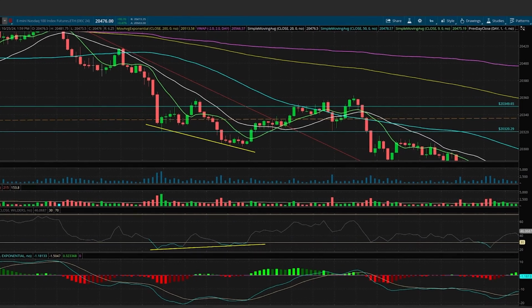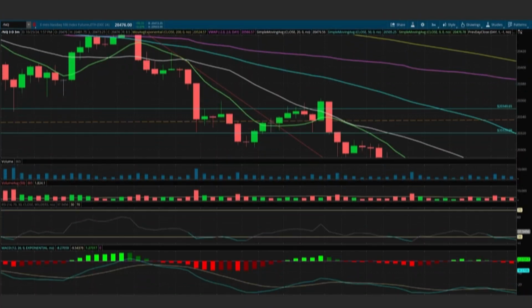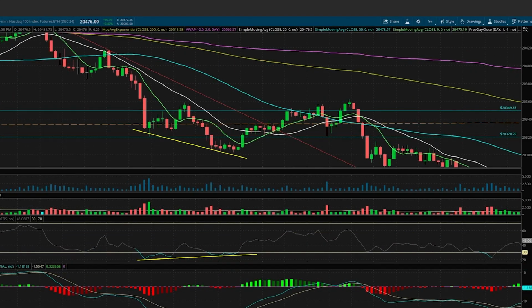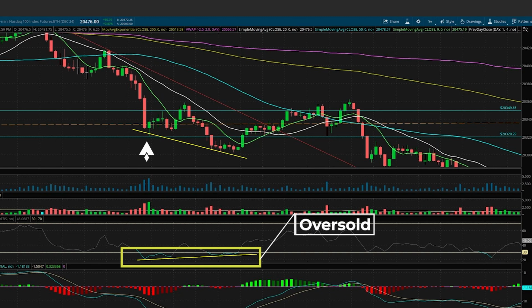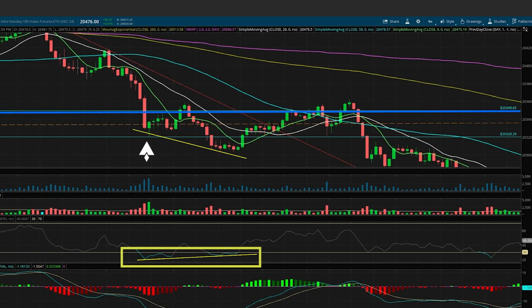I saw the RSI was oversold both on 1 minute and 3 minute charts. The price bounced from the support and started trading above the orange trend line. Given the extreme oversold conditions of the RSI as well as the bounce from the support, I got into a long trade hoping the price will retrace up to the resistance line at 20,349.